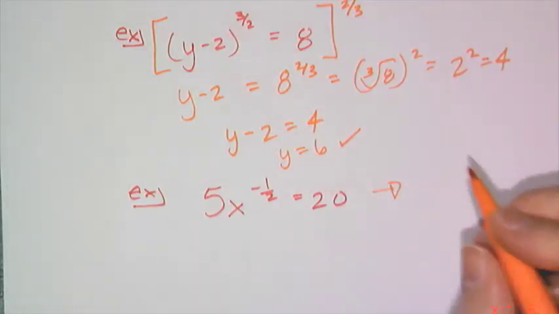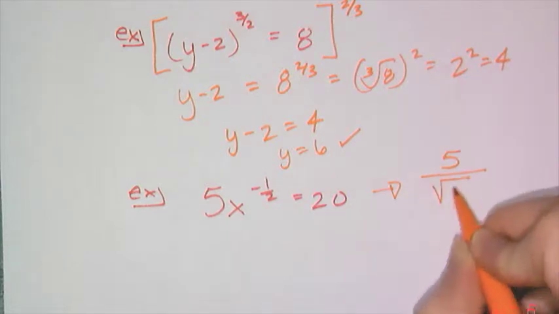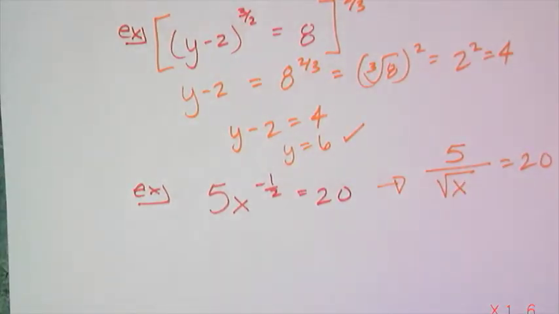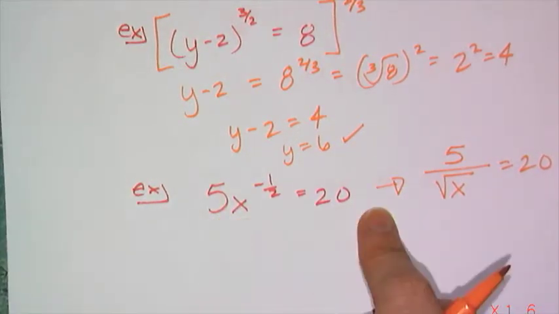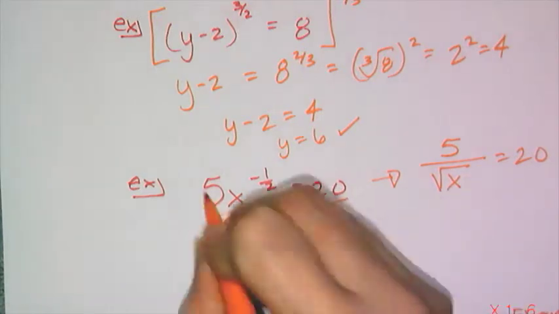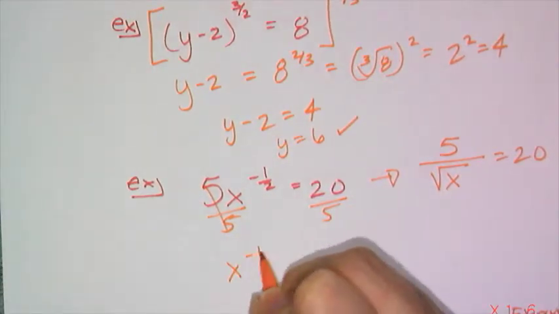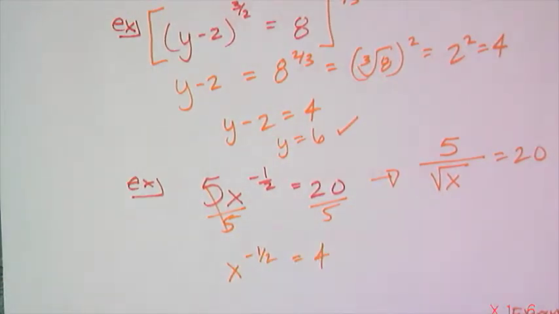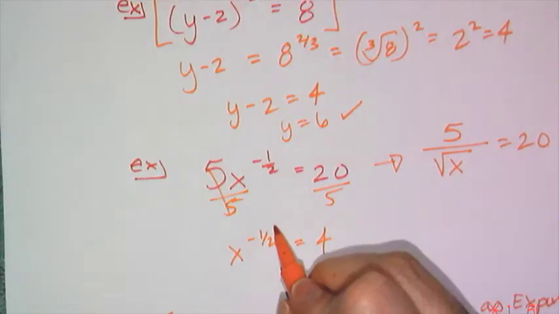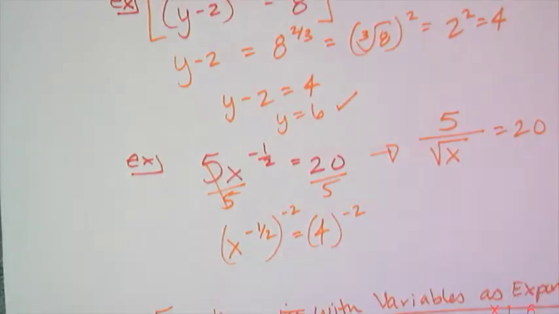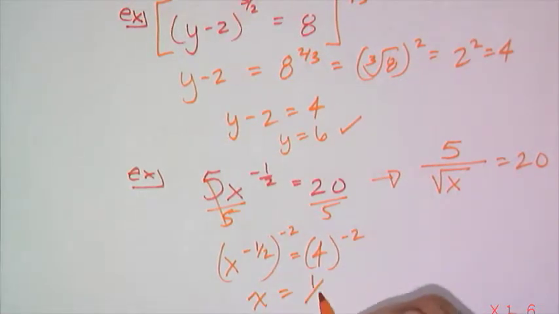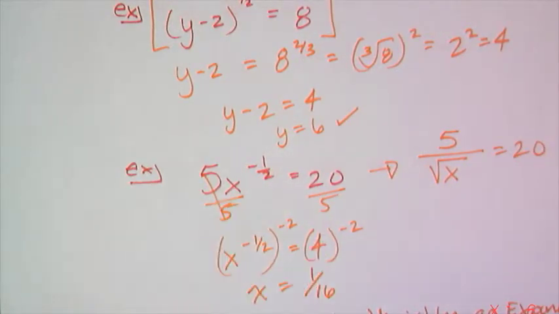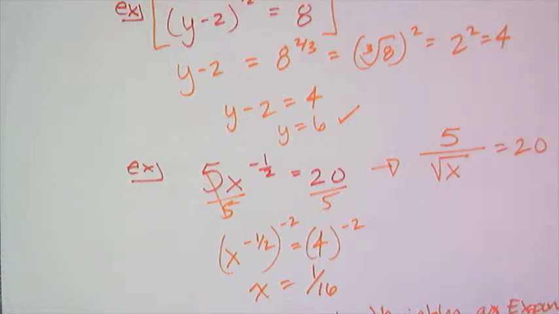So now let's look at this second example. And if you think about what this example really is, it's really an equation that looks like that. And if I rewrite it as an exponent, I actually find it's easier to deal with because I can simply divide by 5 and get x to the negative 1/2 equals 4, and then raise both sides to the reciprocal exponent, and I get x equals 1/16, and I can go back and check to make sure that works.